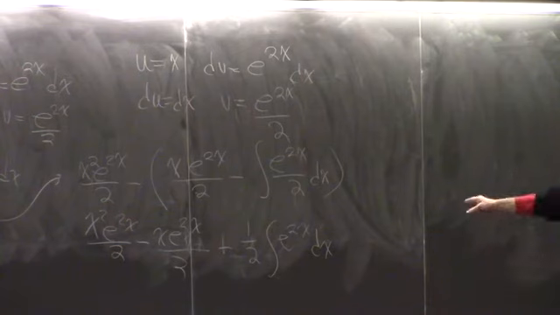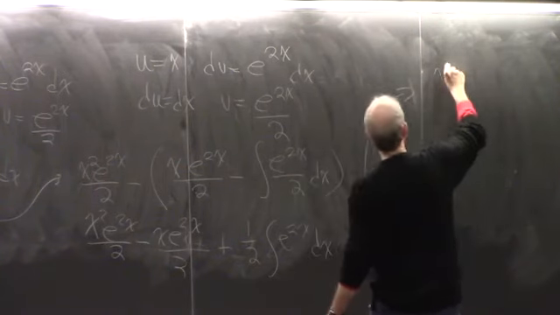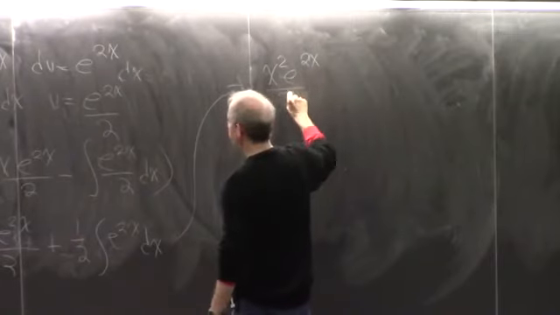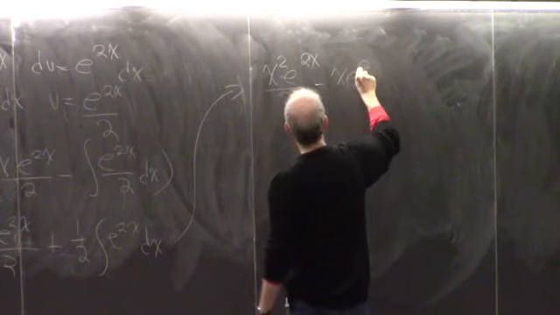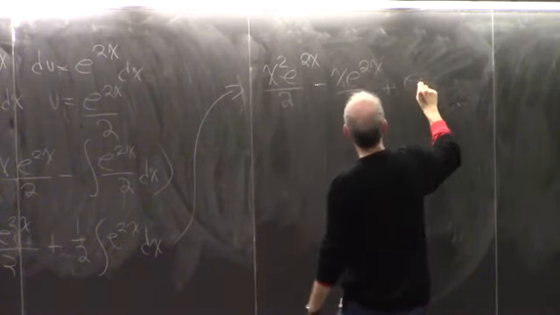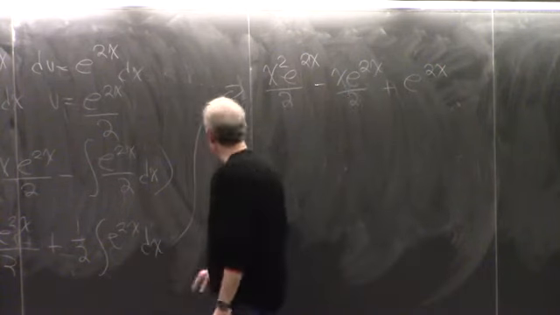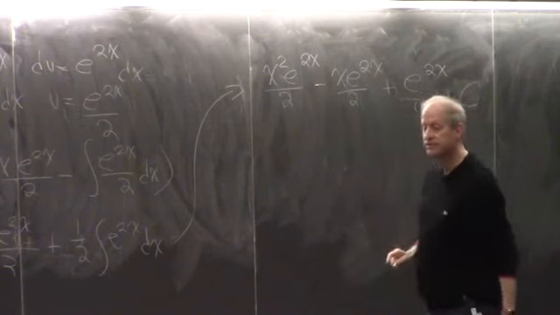One more round. Now you don't need integration by parts. That's just a basic integral. So this becomes x squared e to the 2x over 2 minus x e to the 2x over 2 plus e to the 2x. So let's see. This is over 2, and that's a half, so over 4. Plus constant.